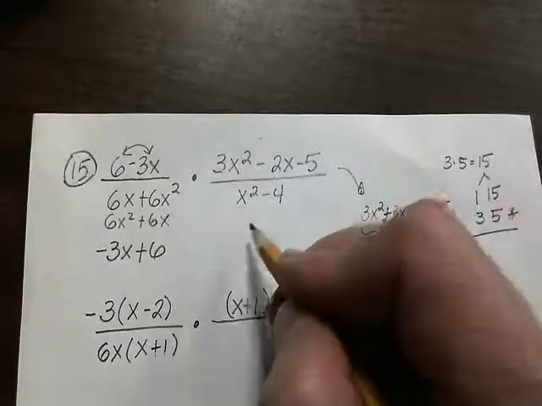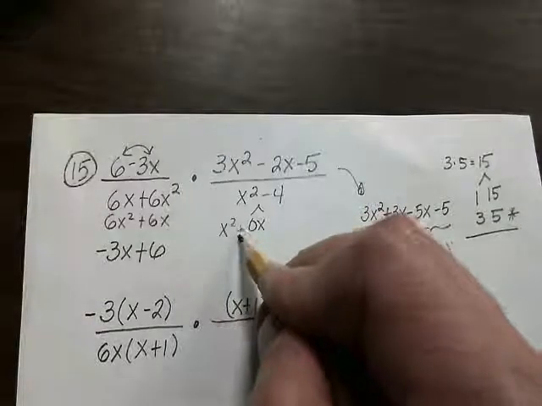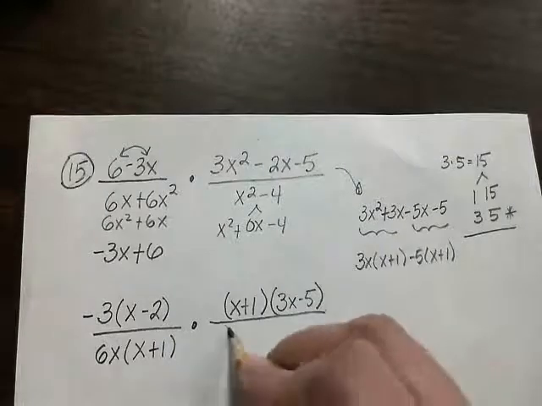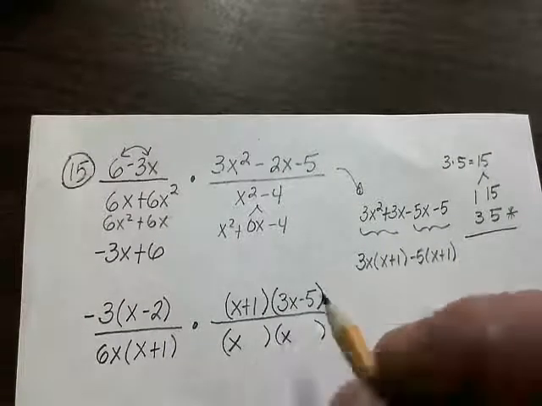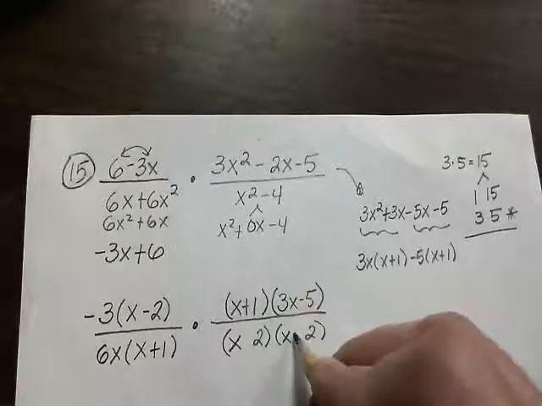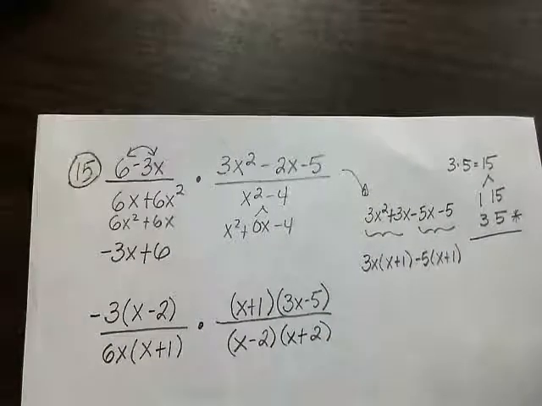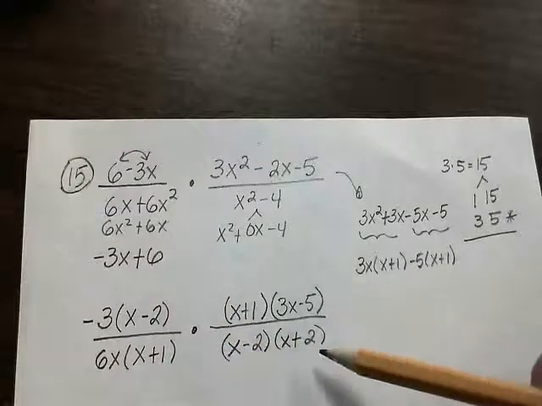Over here, I notice that I can add a 0x. So this becomes x squared plus 0x minus 4. And I ask myself, what are the two numbers that are going to give me 4 and also a 0? The answer is 2. So this would be positive 2, minus 2. Okay, what I accomplished so far is I have factored the top, factored the bottom, factored the top, factored the bottom.